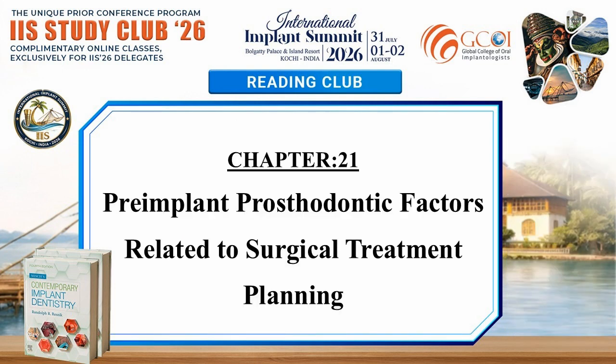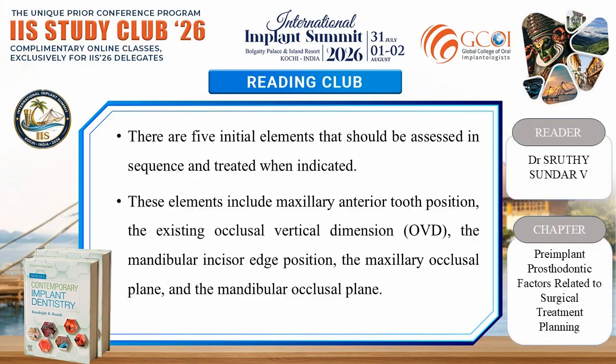Moving on to the next chapter, Chapter 21, Pre-implant Prosthodontic Factors Related to Surgical Treatment Planning. There are 5 initial elements that should be assessed in sequence and treated when indicated. These elements include maxillary anterior tooth position, the existing occlusal vertical dimension or OVD, the mandibular incisal edge position, the maxillary occlusal plane, and the mandibular occlusal plane.